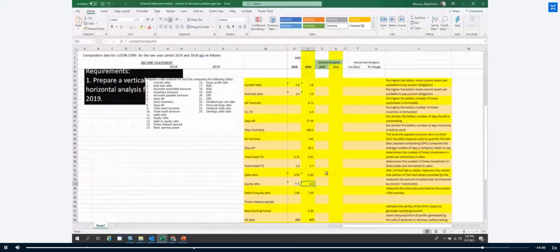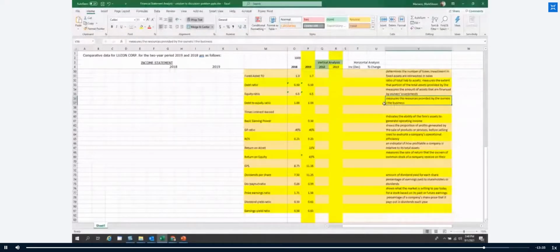Okay, next is your debt to equity ratio. Actually, class, debt to equity is simply your total debts divided by your total equity. It measures the resources provided by the owners of the business.